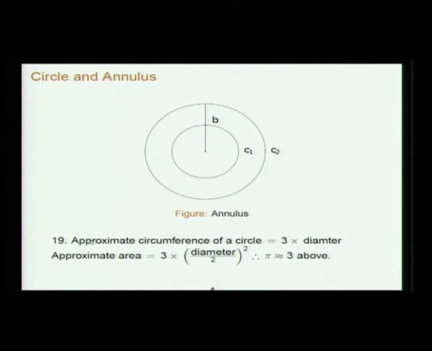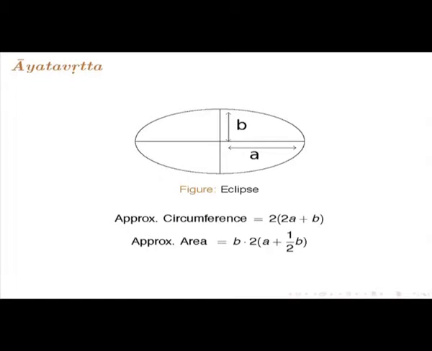Then the approximate circumference, I mean even according to Mahavira it is approximate, is given as 3 into diameter. So, essentially he is taking pi equal to 3, but the approximate area is 3 into diameter by 2 whole square. So, essentially a very crude value of pi, that is 3, is taken.